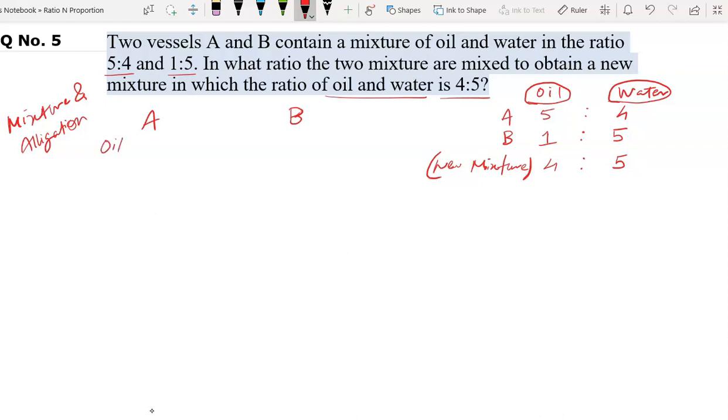So oil in vessel A is how much? 5. And the total ratio is 5 plus 4, which is 9. So oil is 5 upon total, which is 9. And in vessel B, oil is how much? 1. And the total is 1 plus 5, 6. So 1 upon total is 6. And in the new mixture, oil is 4 and the total is 4 plus 5, which is 9. So oil is how much in the new mixture? 4 by 9. This is oil in the new mixture.